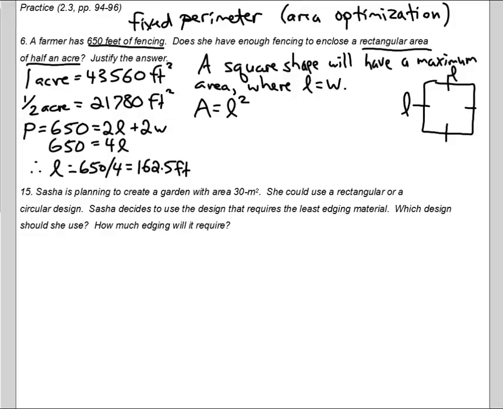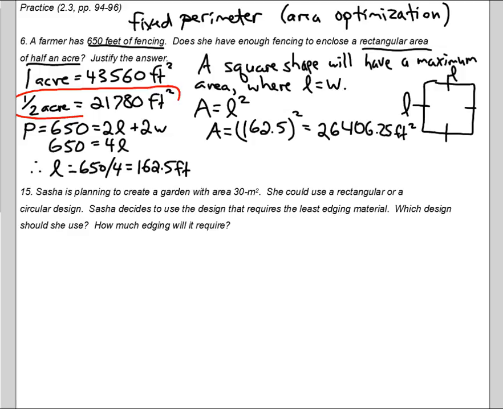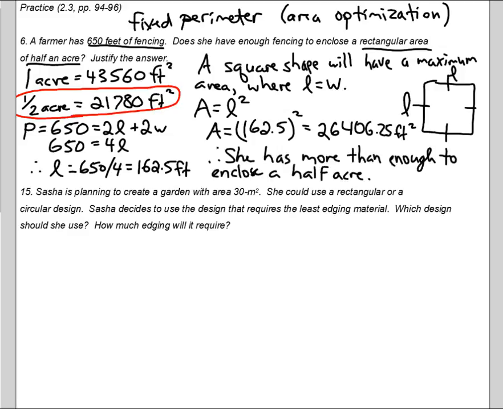From there, we can calculate the area as the square of that. If we square that, we get 26,406.25 feet squared. We'll compare that to our half an acre, which is 21,780. We can see we have at least that much, so we can just make a concluding statement to finish.